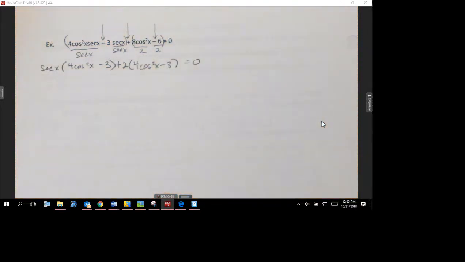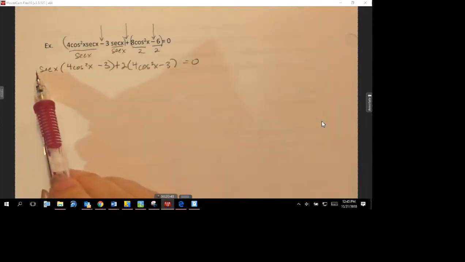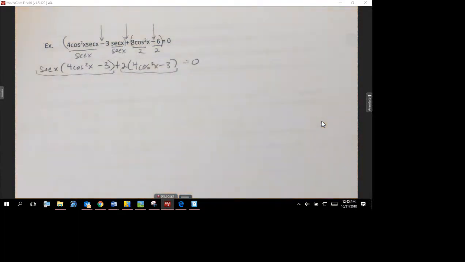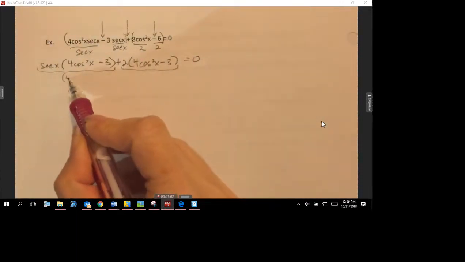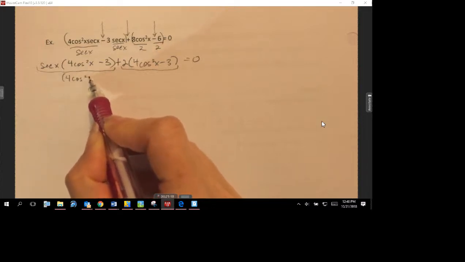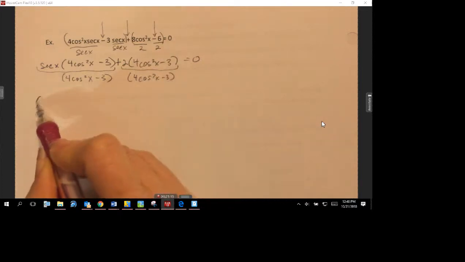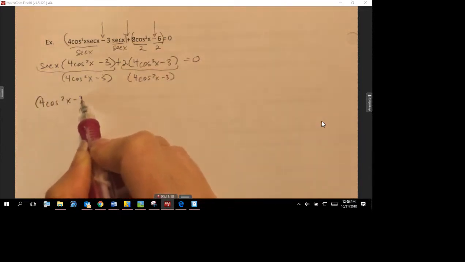So now from here, what we have is two really big terms. When you look at those two really big terms, is there a greatest common factor between them? Is there something in common? So I'm going to factor out the GCF, 4 cosine squared x minus 3, from both terms and put it in front. After I factor that out, I'm left with secant x plus 2.